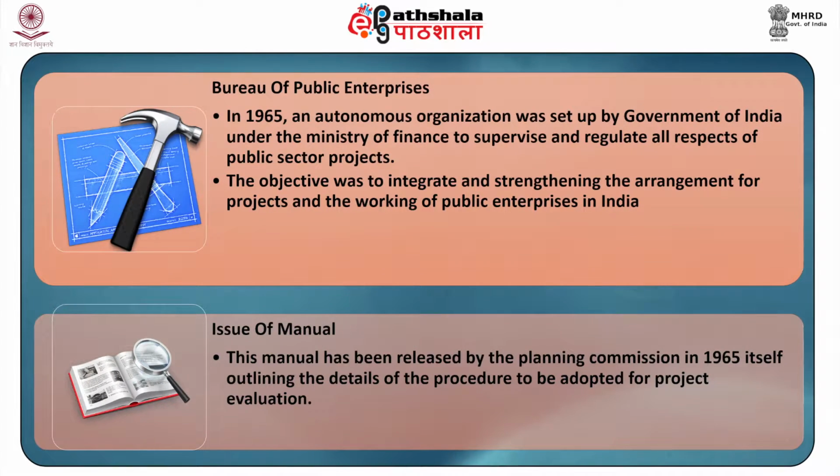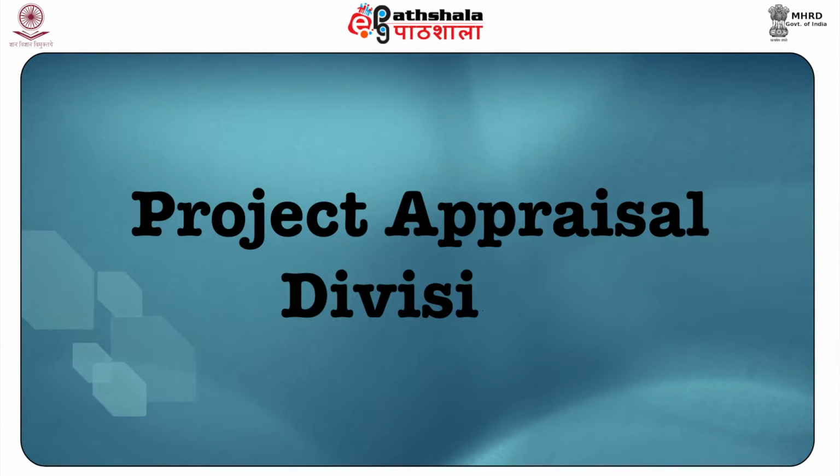Number one, the Bureau of Public Enterprises. In 1965, an autonomous organization was set up by the Government of India under the Ministry of Finance to supervise and regulate all aspects of public sector projects. The objective was to integrate and strengthen the arrangement for projects and the working of public enterprises in India. Number two, issue of manual. This manual was released by the Planning Commission in 1965 itself, outlining the details of the procedure to be adopted for project evaluation.